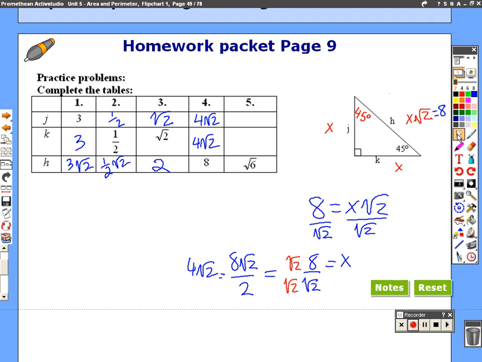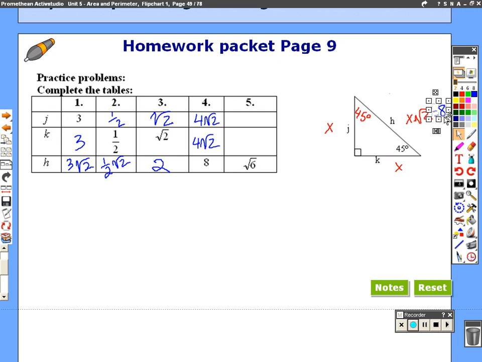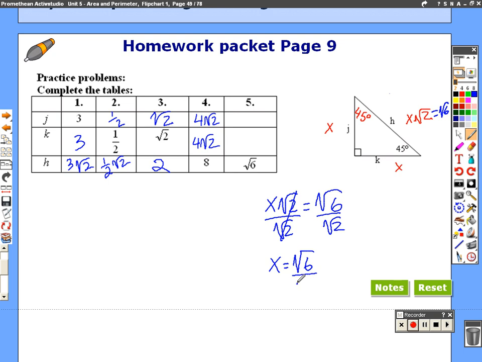All right, one last one. You can hit pause if you need to see that. All right, last one that we're looking at is this number 5, where they tell us that H, the hypotenuse, is now root 6. All right, once again, this is a little bit tricky. So they have told us that x root 2 is root 6. We want to divide by root 2. Now, the good thing about this is, x is root 6 over root 2.